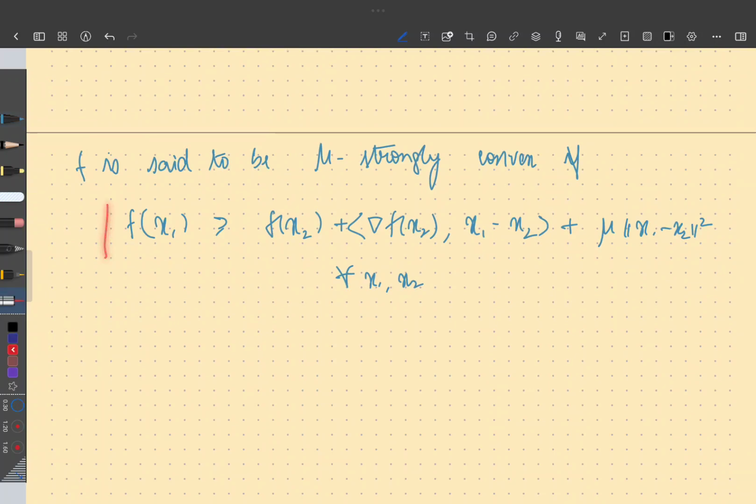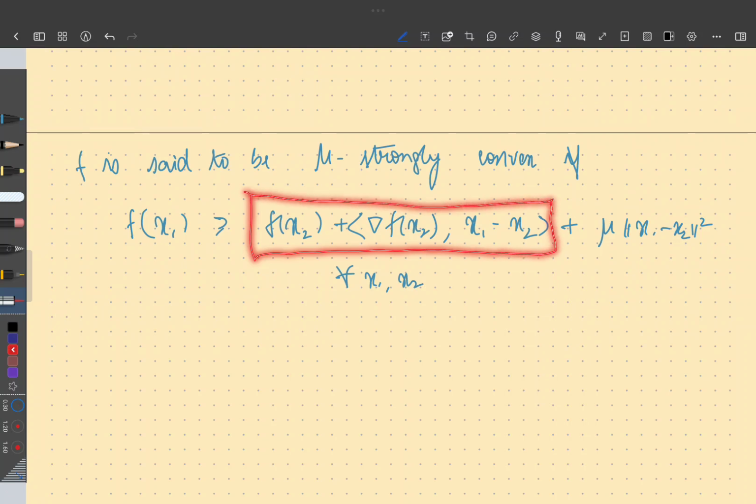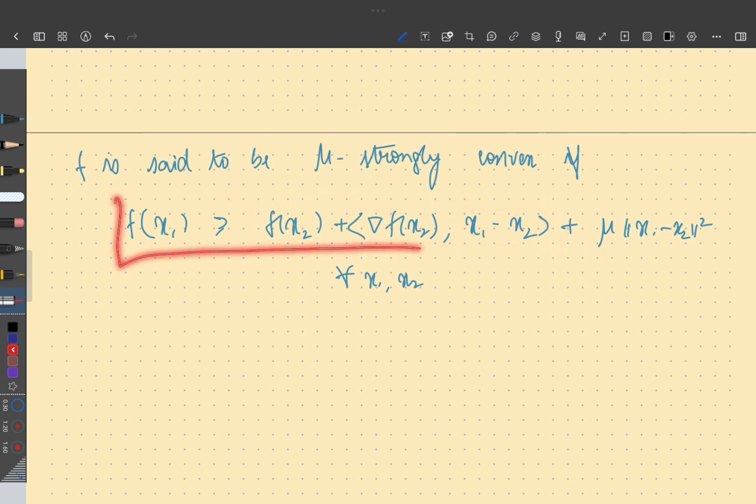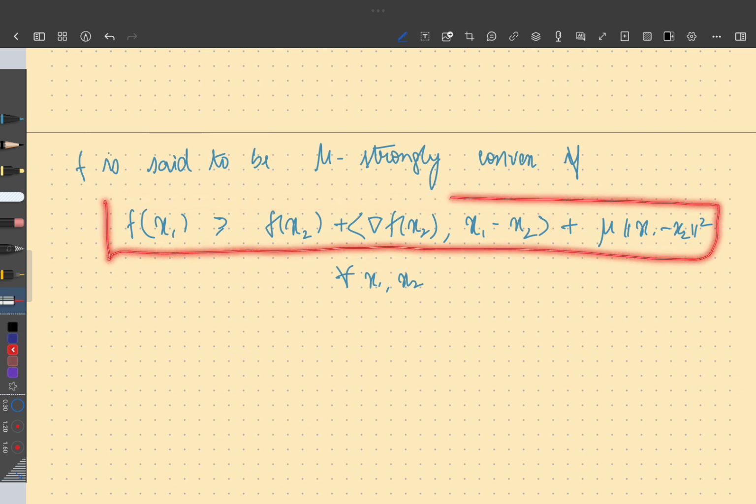So this part, f of x2 plus the gradient of f of x2 inner product with x1 minus x2, is basically the equation for the tangent plane that passes through x2. Just this part would say that f is lower bounded by the tangent for f that passes through the point x2. But here it's saying that it is lower bounded by a quadratic that passes through x2.